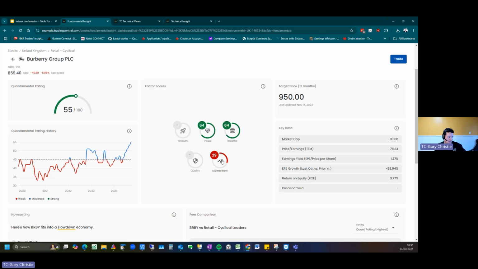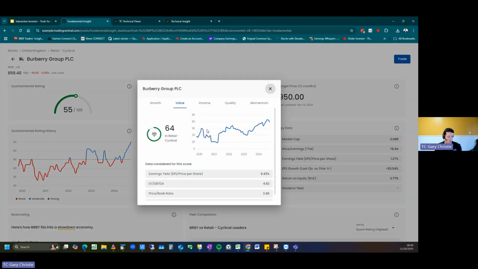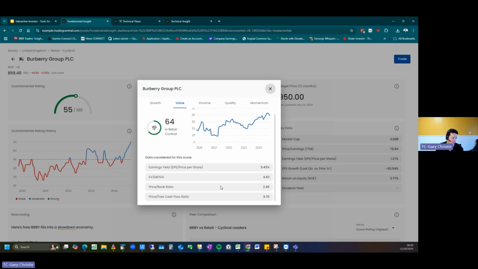So this red flag here, momentum, might be reason to look at the stock chart after. But if I go into value, we can see what causes that to be a high rating, right? So we see earnings yield 9.43%, earnings per share versus price per share. We see you can go through all of these, right? Price to book, price to free cash flow, and it's trending higher.